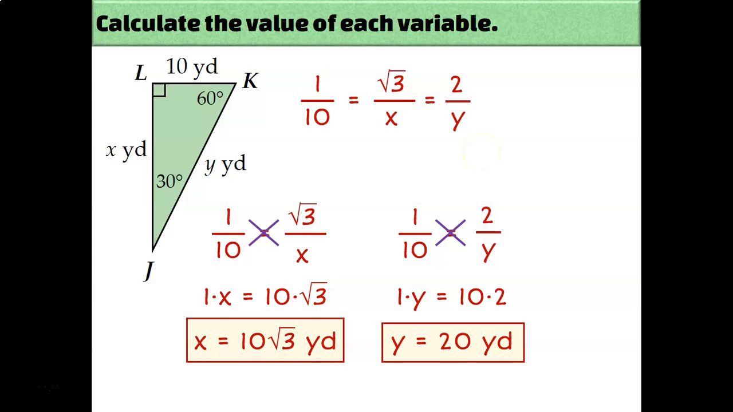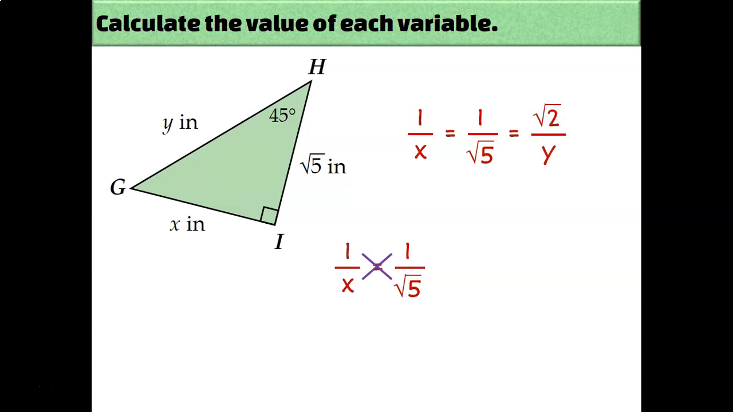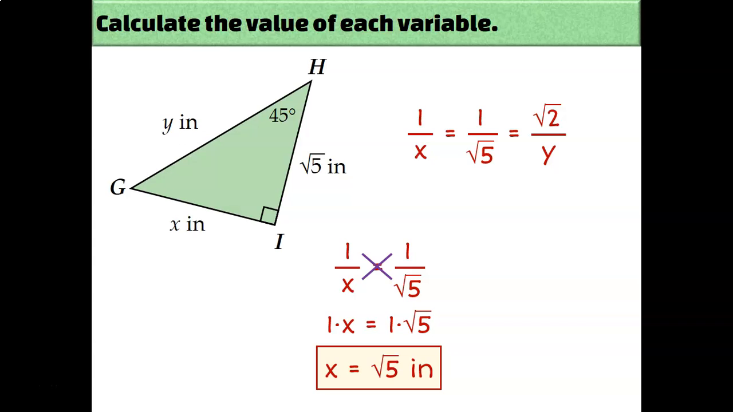So let's try another one. This time we have another 45, 45, 90 triangle. The ratios for that are 1, 1, and square root of 2 for the leg and the hypotenuse. So filling in the leg and the hypotenuse, let's solve. Well, again, I don't really need to set up a proportion and solve for x. I can just say that x equals the square root of 5, but if you wanted to, you could certainly use this proportion, cross multiply, and again, you get the answer of square root of 5.